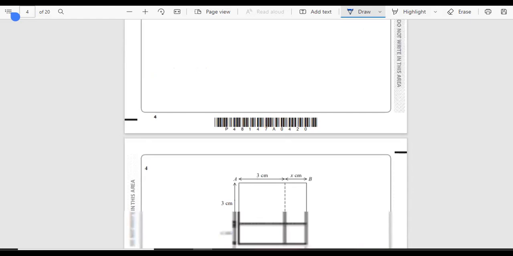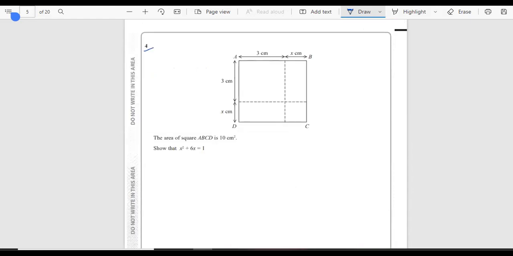Okay. Let's talk about the next question. What exactly is 10 meters square? So 3 plus x centimeters. How do we find the area of any square? Square. And this is equal. So I'll just simplify this. How do we simplify this?